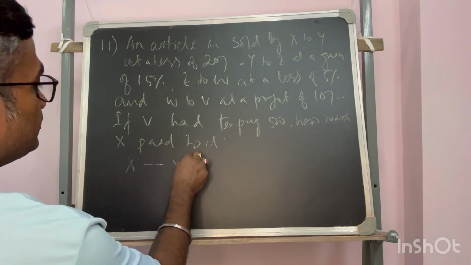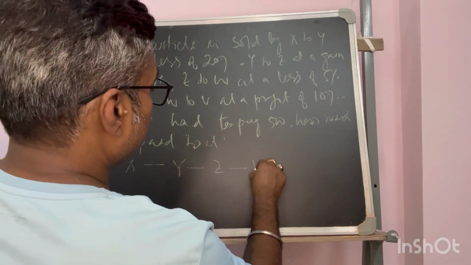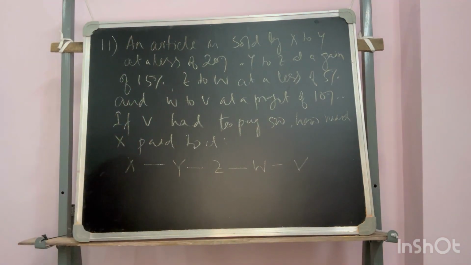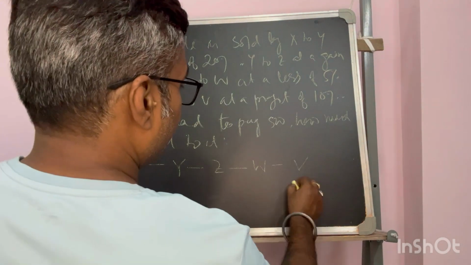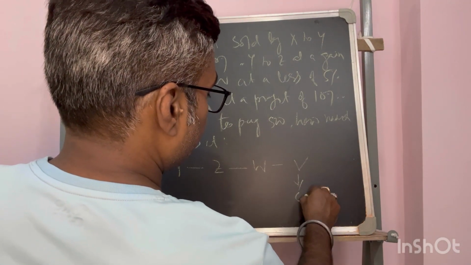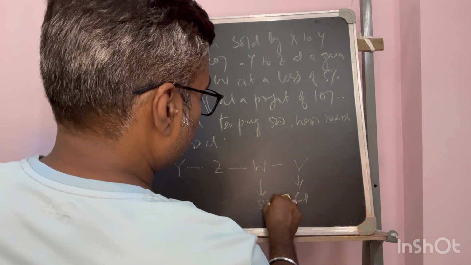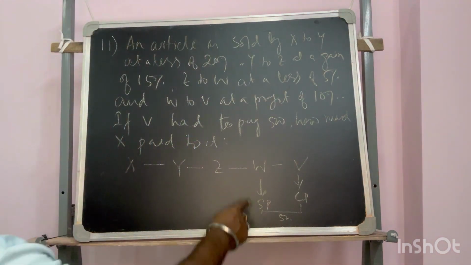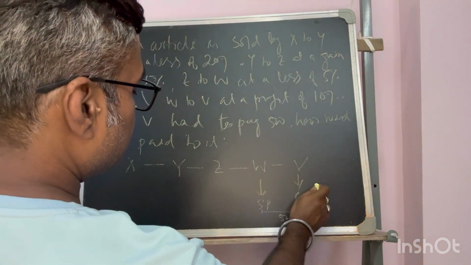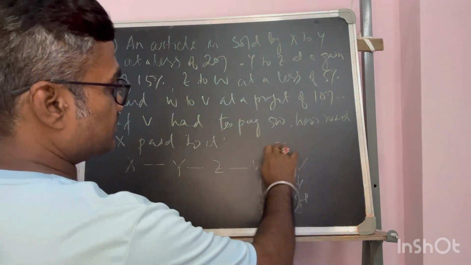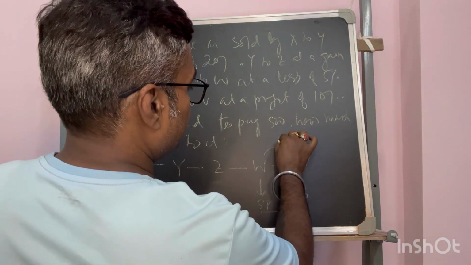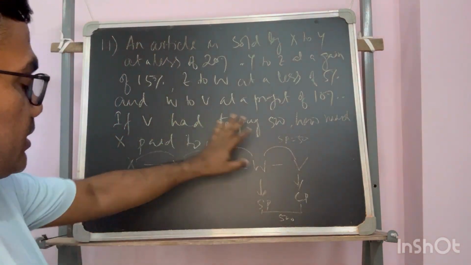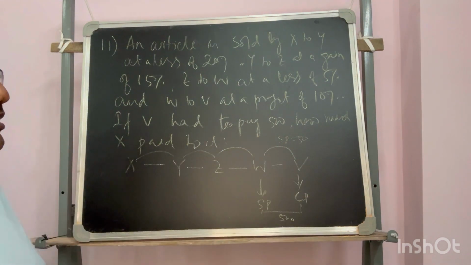X to Y, Y to Z, Z to W, W to V. So V is the last person who is buying the article, and he had to pay 500. That means it is the cost price for him, and this is the selling price for the last transaction. Both are the same, 500. For the other transactions some selling price will be there, but this is again a consecutive transaction.